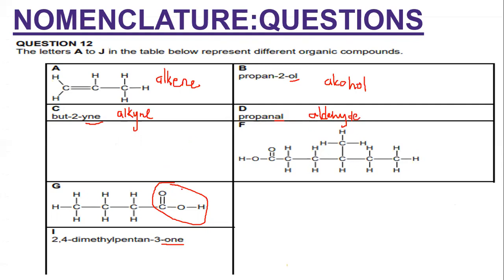And because of this carboxyl, this will become a carboxylic acid. Okay, if you allow me, I'll use the arrow and use the spacing. This would be a carboxylic acid. Okay. This will become a carboxylic acid.